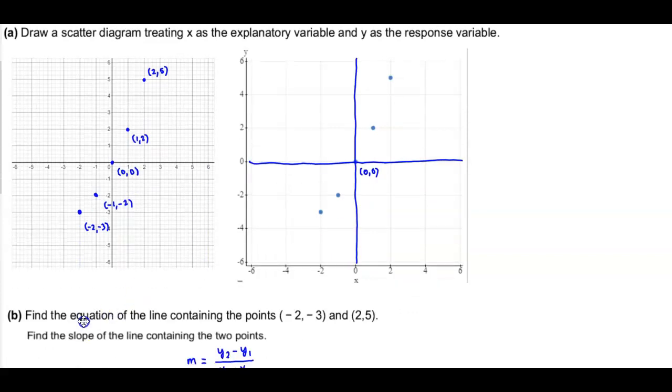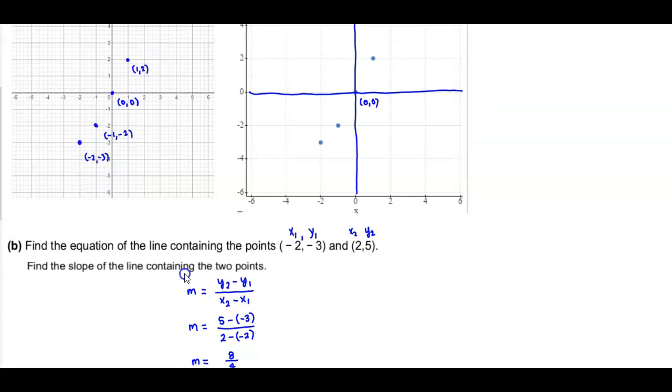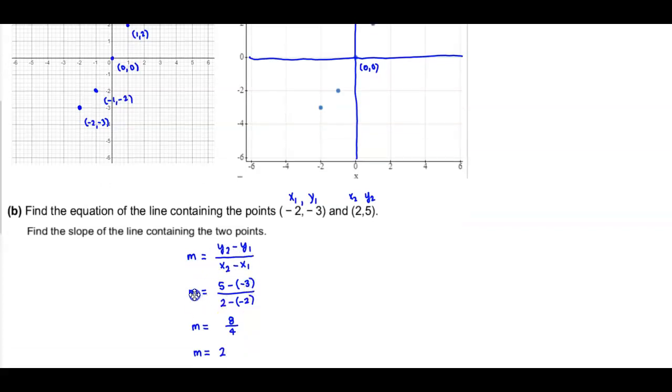Okay, next we want to find the equation of the line containing the points -2, -3 and 2, 5. We're going to call the first one x1 and y1, and the second x2 and y2. To find the slope of the line containing the two points, we use the slope formula: m is equal to y2 minus y1 over x2 minus x1.